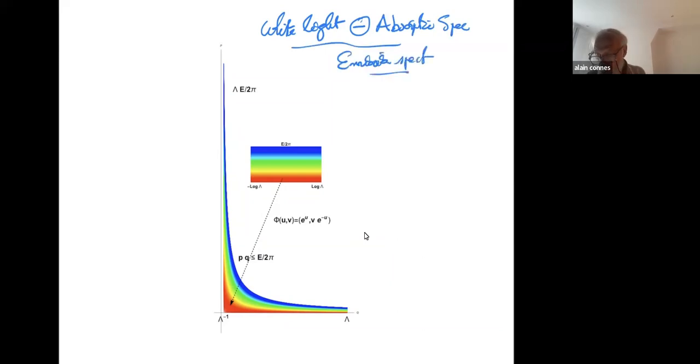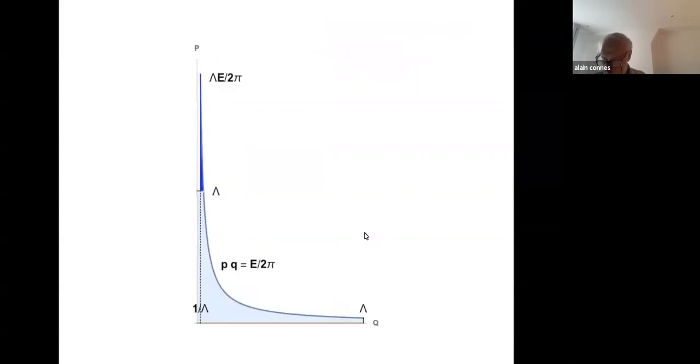So what happens is the following: the white light is very easy to understand. The cutoff is between minus log lambda and log lambda, and at the energy level, it's in the strip between 0 and e over 2 pi. Then there is a symplectic map to the PQ plane that I was talking about before, this map phi of uv, which is exponential of u and v exponential minus u. It preserves the area, and it essentially covers the absorption spectrum, except for some bit which is protruding.